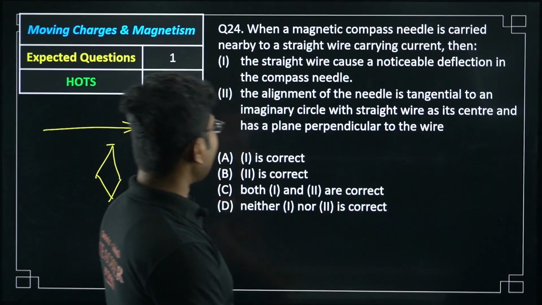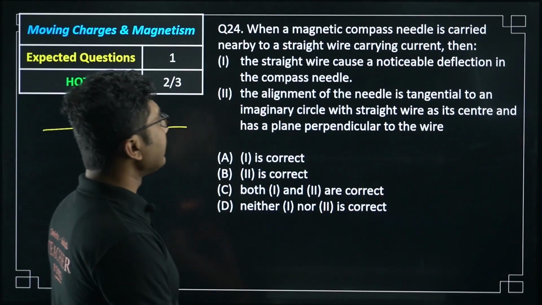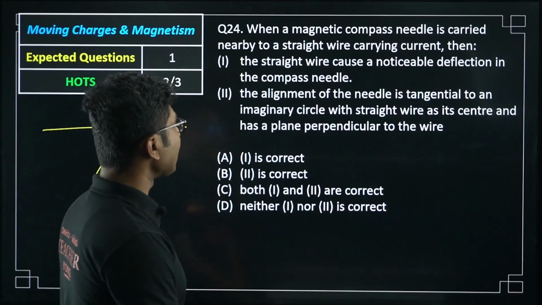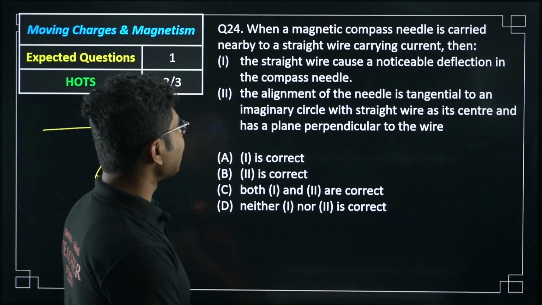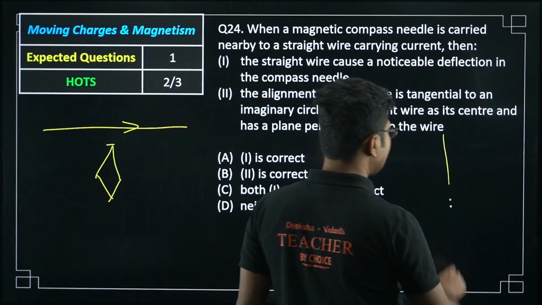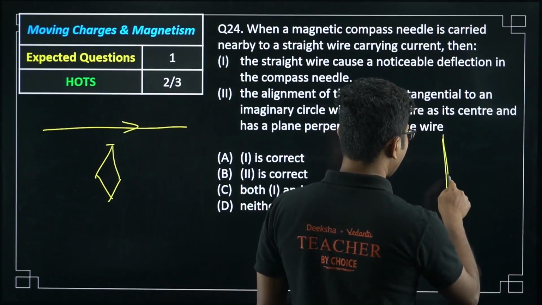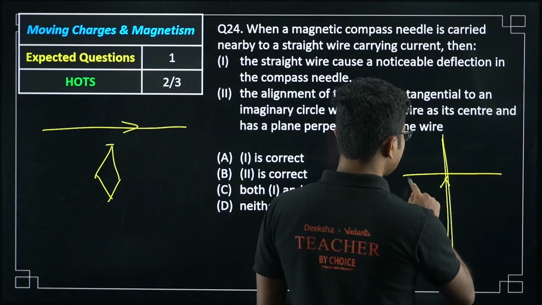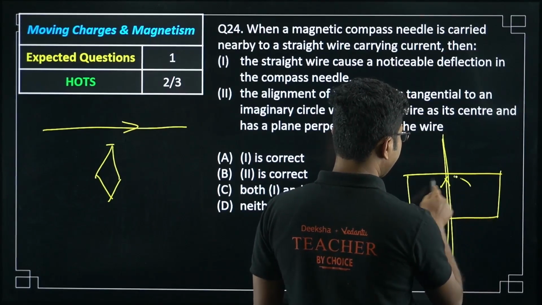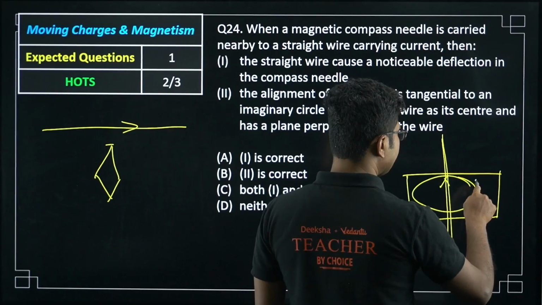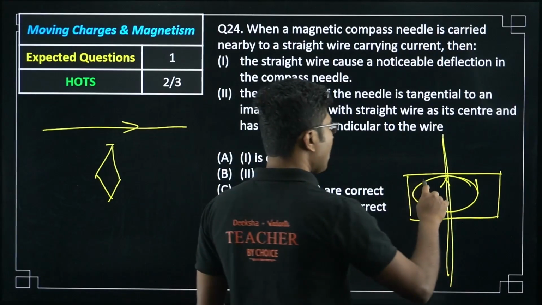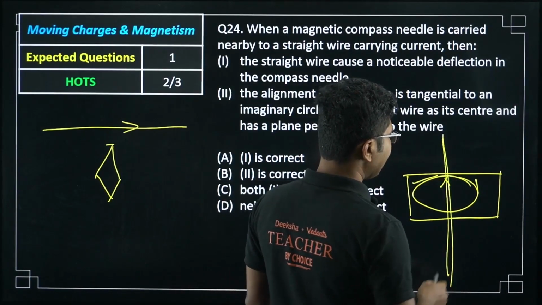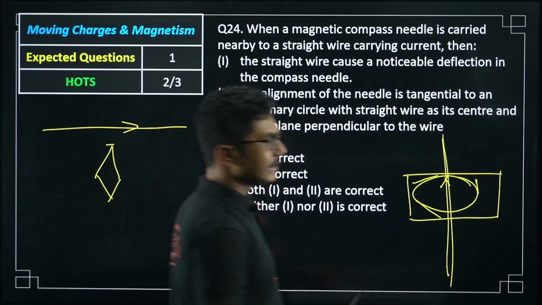Now the alignment of the needle is tangential to the imaginary circle with a straight wire as its center, which has a plane perpendicular to the wire. So basically what is the meaning of that? This is the straight wire carrying current, and this is the plane perpendicular to it. If you consider a circle and the needle, generally the needle points in the tangential direction no matter where you have kept it. It will always be tangential to an imaginary circle.